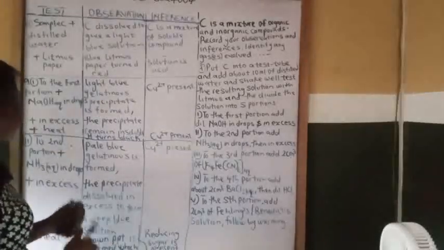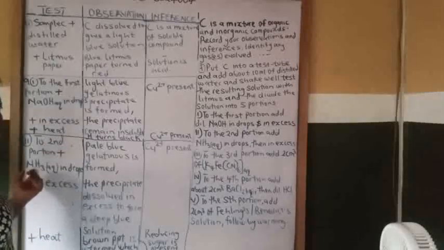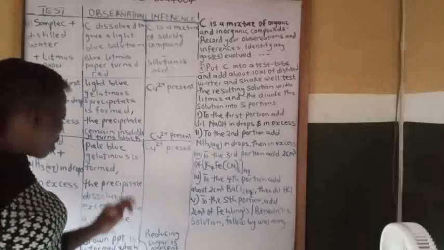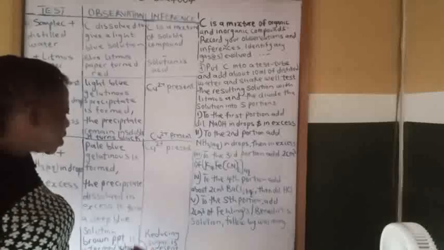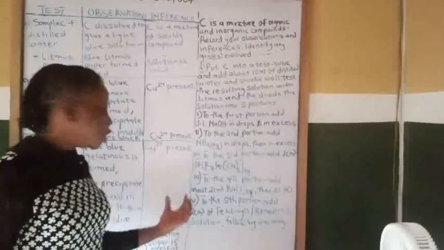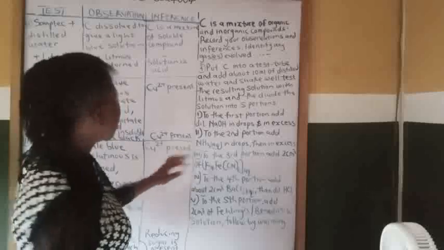So it shows that when a glucose solution containing compound is added to ammonia and the mixture is heated, a brown precipitate will be formed. But when the solution is strongly heated, you are going to have a red precipitate. So what will be your inference? Reducing sugar is present. So let's move to Roman figure 3.